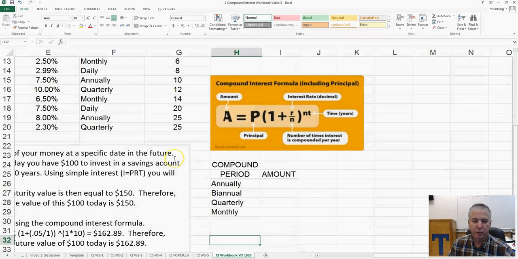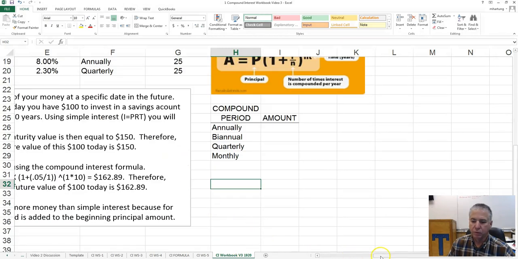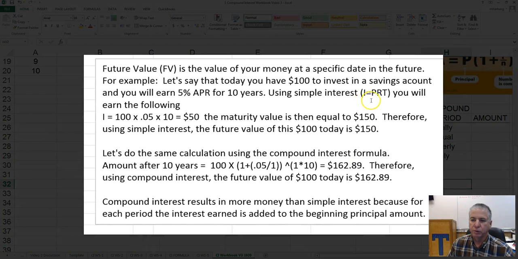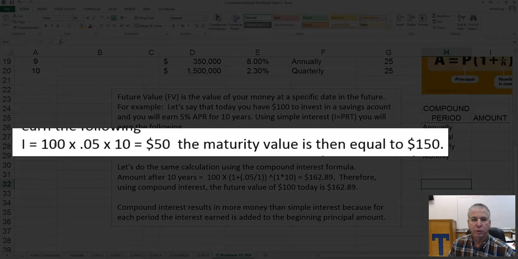For example, in our discussion in video 2 that we typed up, interest equals principal times rate times time. And so we took this fixed amount of $100, multiplied it times the 5% for the rate, times 10 years, and earned $50 in interest. And then if we added that to the original amount we started with, which we refer to as the maturity value, then we end up with 100 plus 50 equals $150 at the end of 10 years.